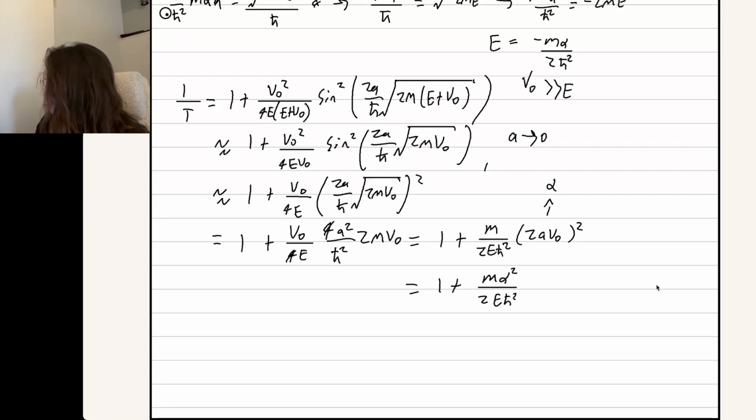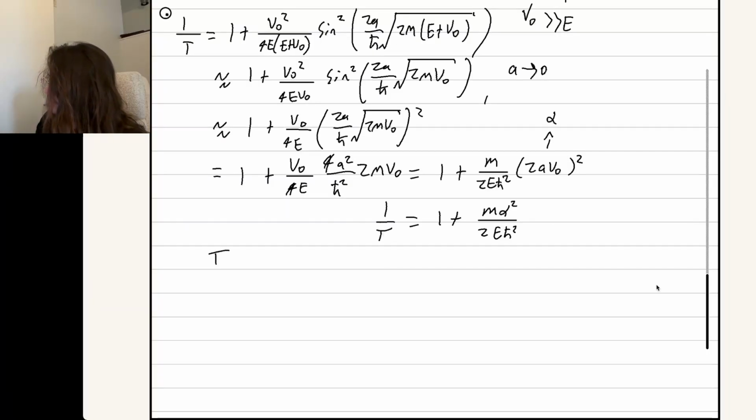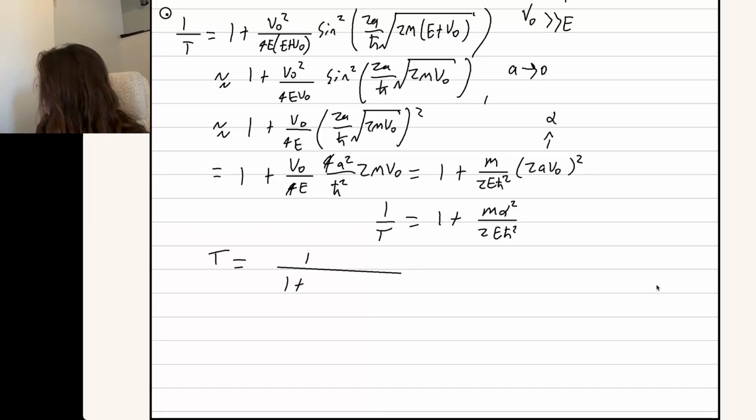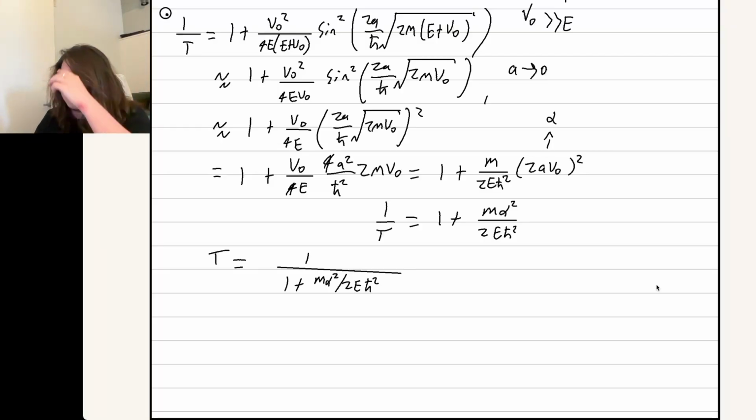And remember, this is 1 over the transmission coefficient. So we can say now that the transmission coefficient is going to be 1 over 1 plus m alpha squared over 2E h bar squared, which is the same as the transmission coefficient for the delta function potential. So we recovered the result for the delta function potential by treating the finite square well. So that's pretty neat.